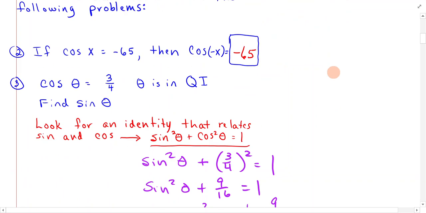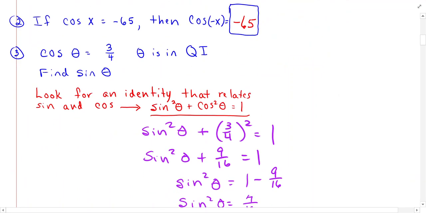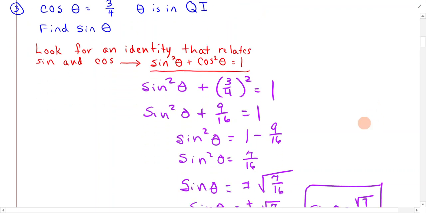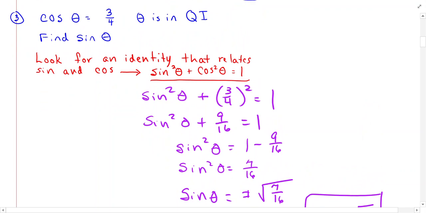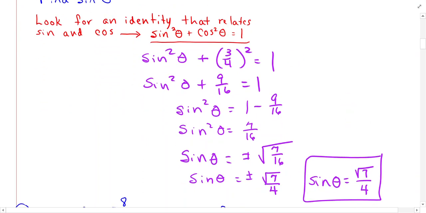Number 3, if cosine theta equals 3 over 4 and theta is in quadrant 1, find sine theta. So we could do this a couple of ways. You could do it with a triangle, but if you're using identities, you want to look for an identity that relates sine and cosine. So we have sine squared plus cosine squared theta equals 1. If I write that out, plug in my 3 over 4, you square that, you get 9 over 16. Subtract that, because we want to isolate sine theta. So sine squared theta equals 7 over 16.